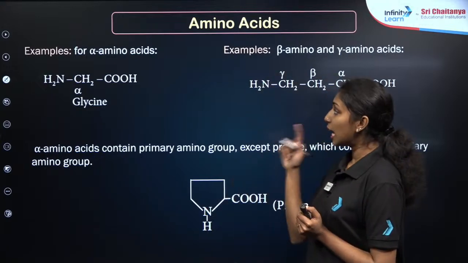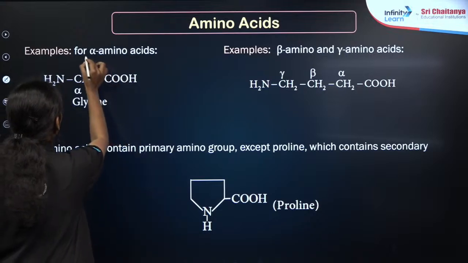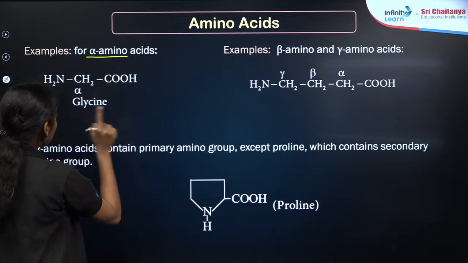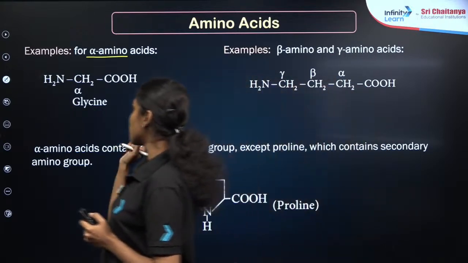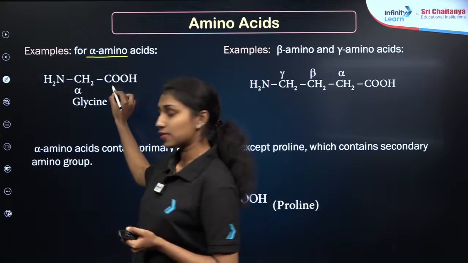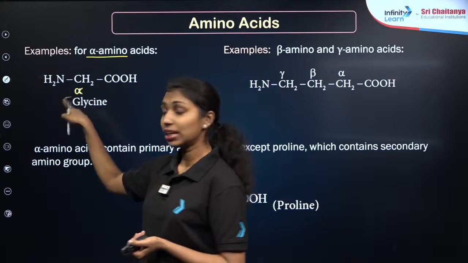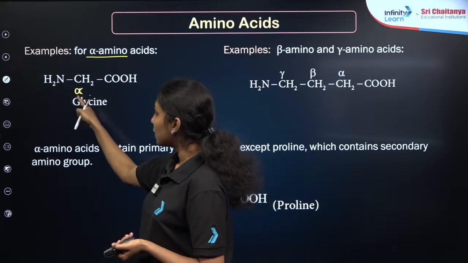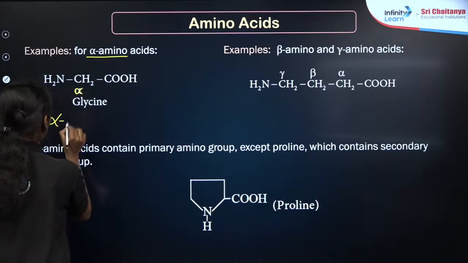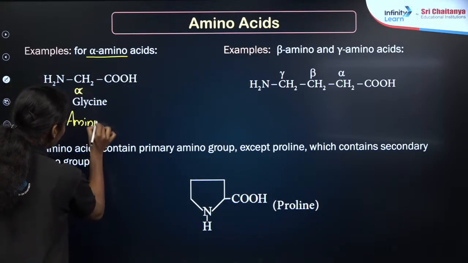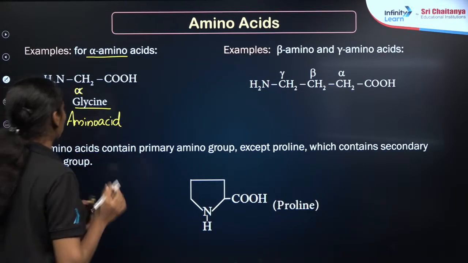Now let us see what are the alpha, beta and gamma amino acids along with their examples. Here is the first example for alpha amino acids. This is the very simplest amino acid present in our system, that is glycine, NH2, CH2, COOH, which means COOH, the carboxylic acid group, is present on the alpha carbon atom. Then directly on the alpha carbon atom, an NH2 group is present. This compound is known as an alpha amino acid, and this particular amino acid is named glycine, which is the simplest amino acid present in our system, right?